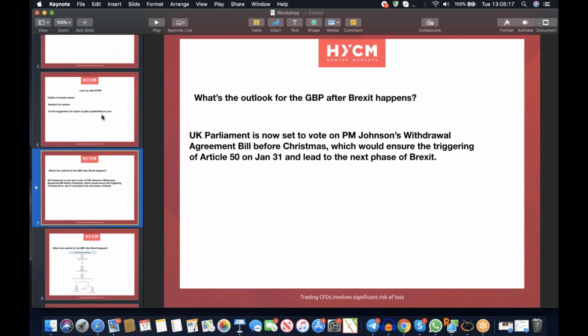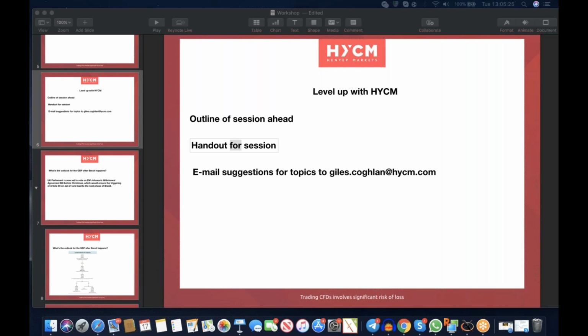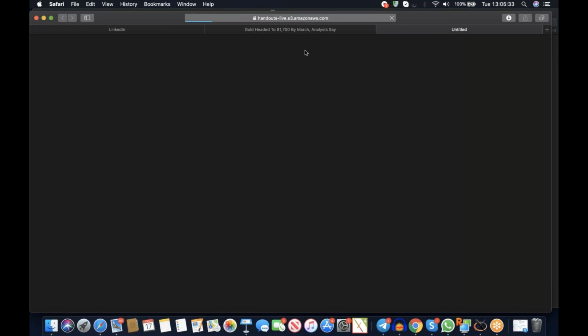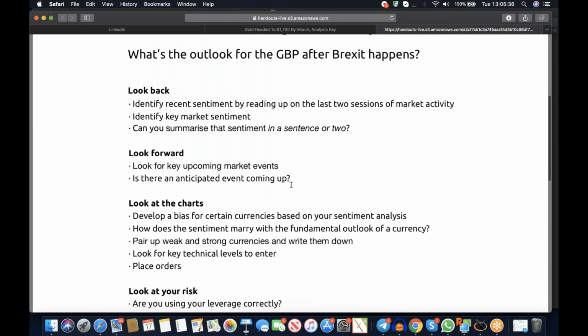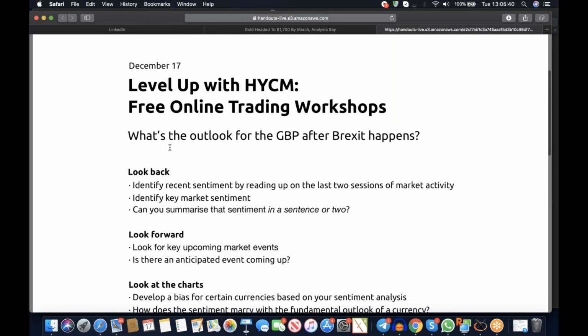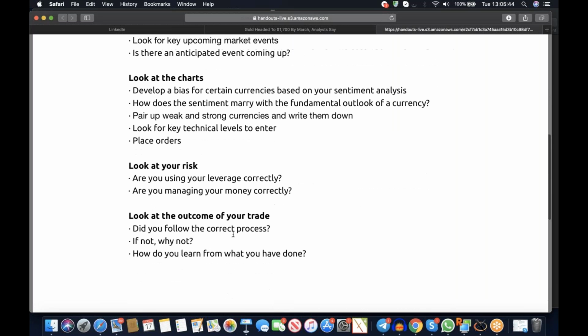Okay, so don't forget the handout for the session. If you go to your GoToWebinar control panel, you'll see a little section that says handouts, and on that you'll see a workshop guide, and the workshop guide looks like this. It is: what's the outlook? You look back, look forward, look at the charts, look at your risk, look at the outcome of your trade.